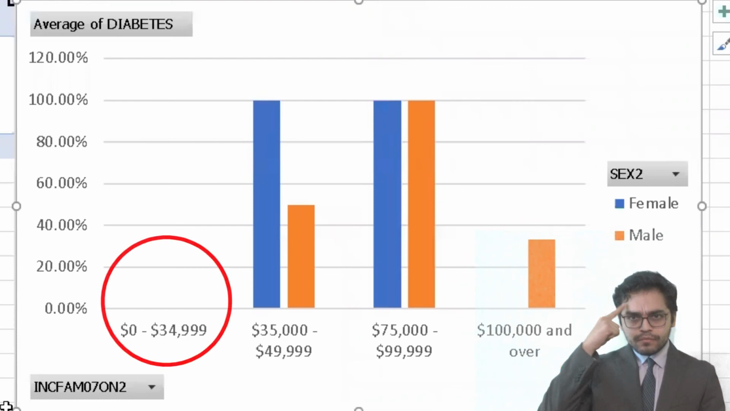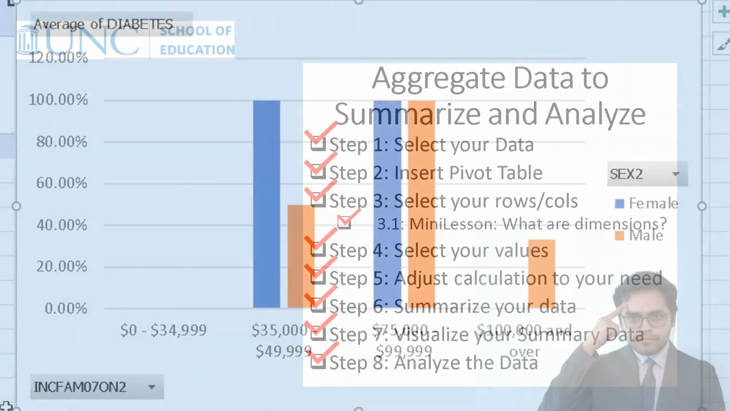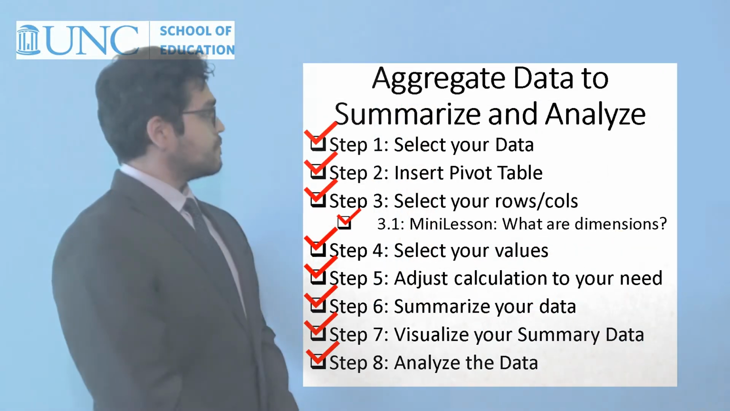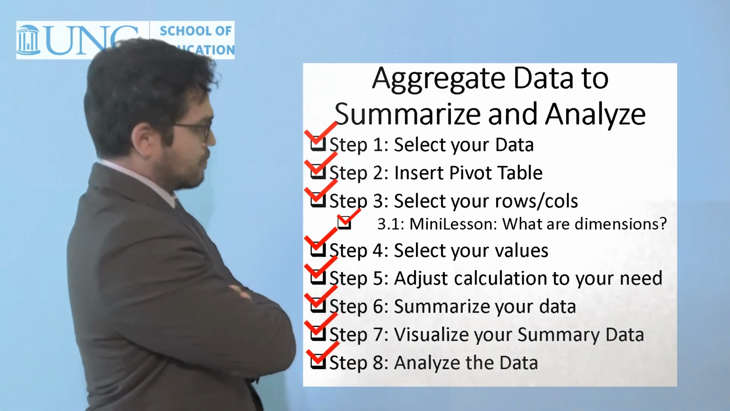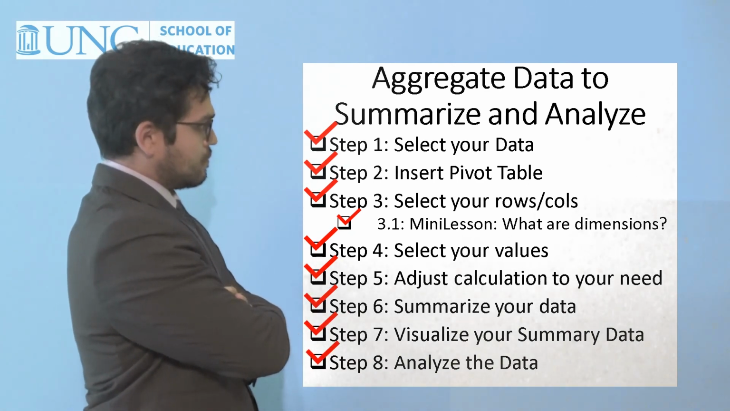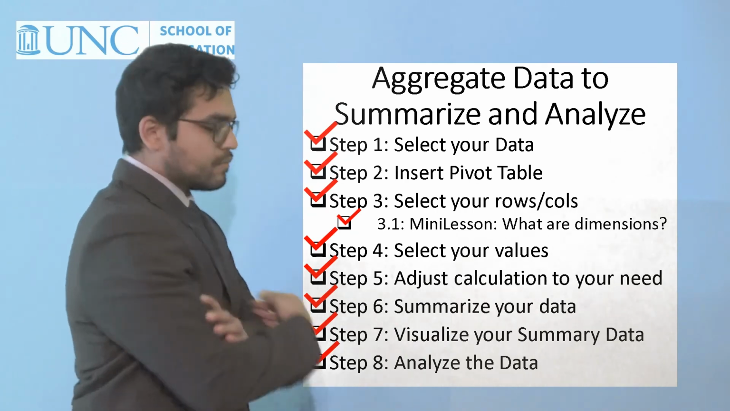Then those with lower income have no diabetes. So it seems like there is a relationship between diabetes and income. But at the higher end though, only for men. That requires further investigation. That is the conclusion of our tutorial for today. As you see, we've gone through the 8 steps, and we've aggregated our data, summarized it, and analyzed it. Good work!